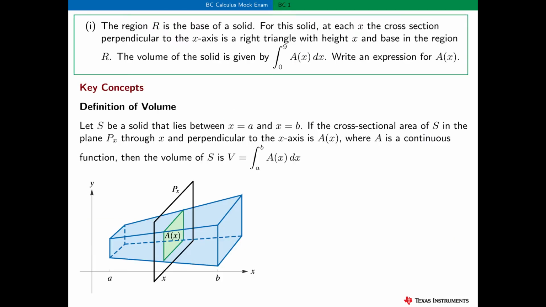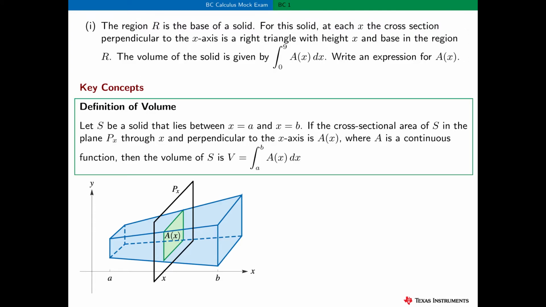In part I, the region R is the base of a solid. The cross-sections perpendicular to the x-axis at an arbitrary value x are right triangles with height x and base in the region R. The volume of the solid is given by the definite integral of A of x from 0 to 9, and we need to find an expression for the function A of x.